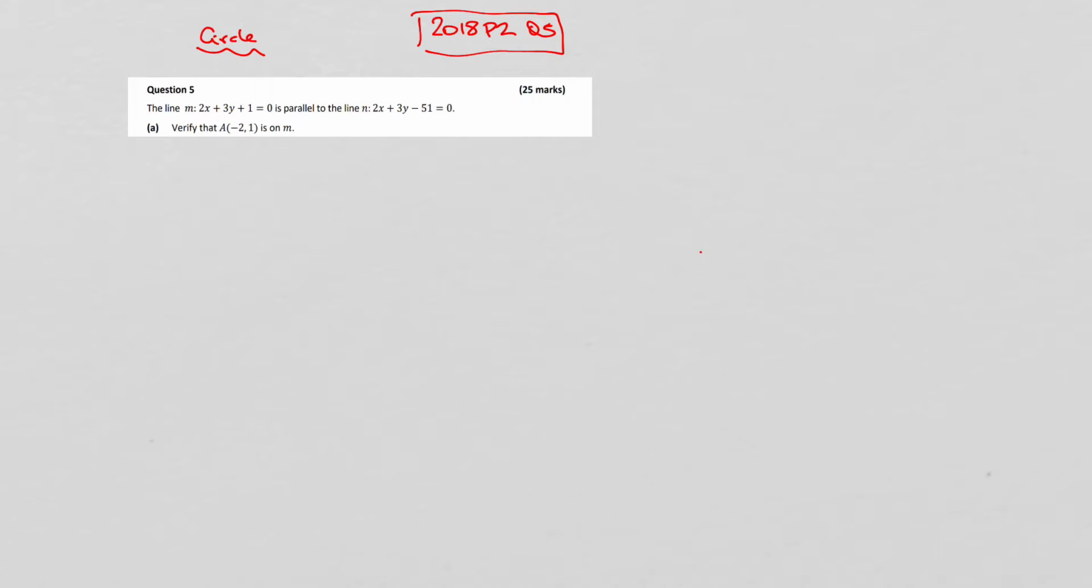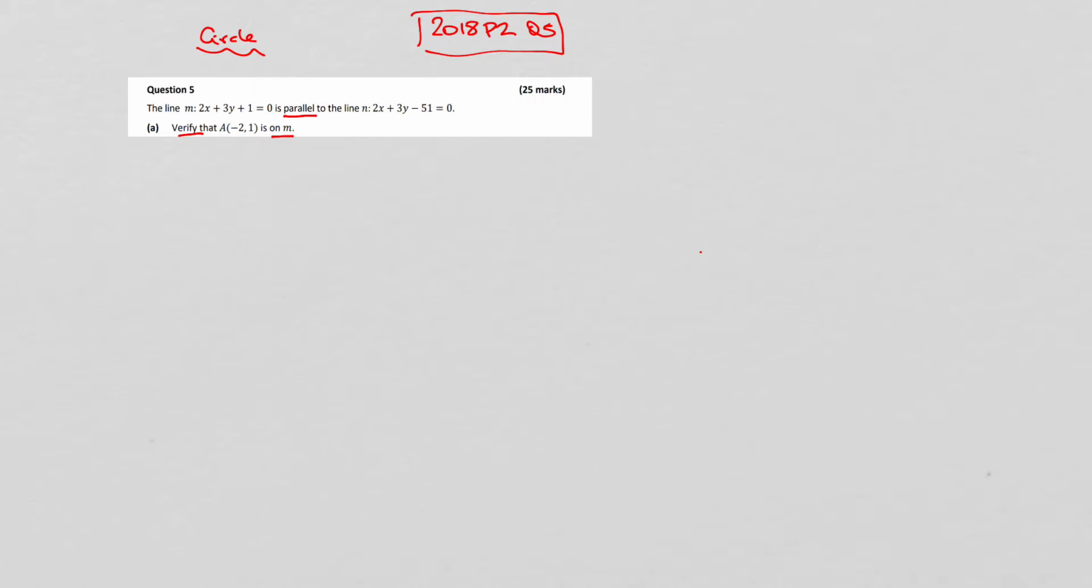2018, paper 2, question 5. So this question is based heavily around the line and the circle. We're given two lines M and N, and we're told that they are parallel to each other. And the very first thing that we're asked to do here is to verify that A is on M.